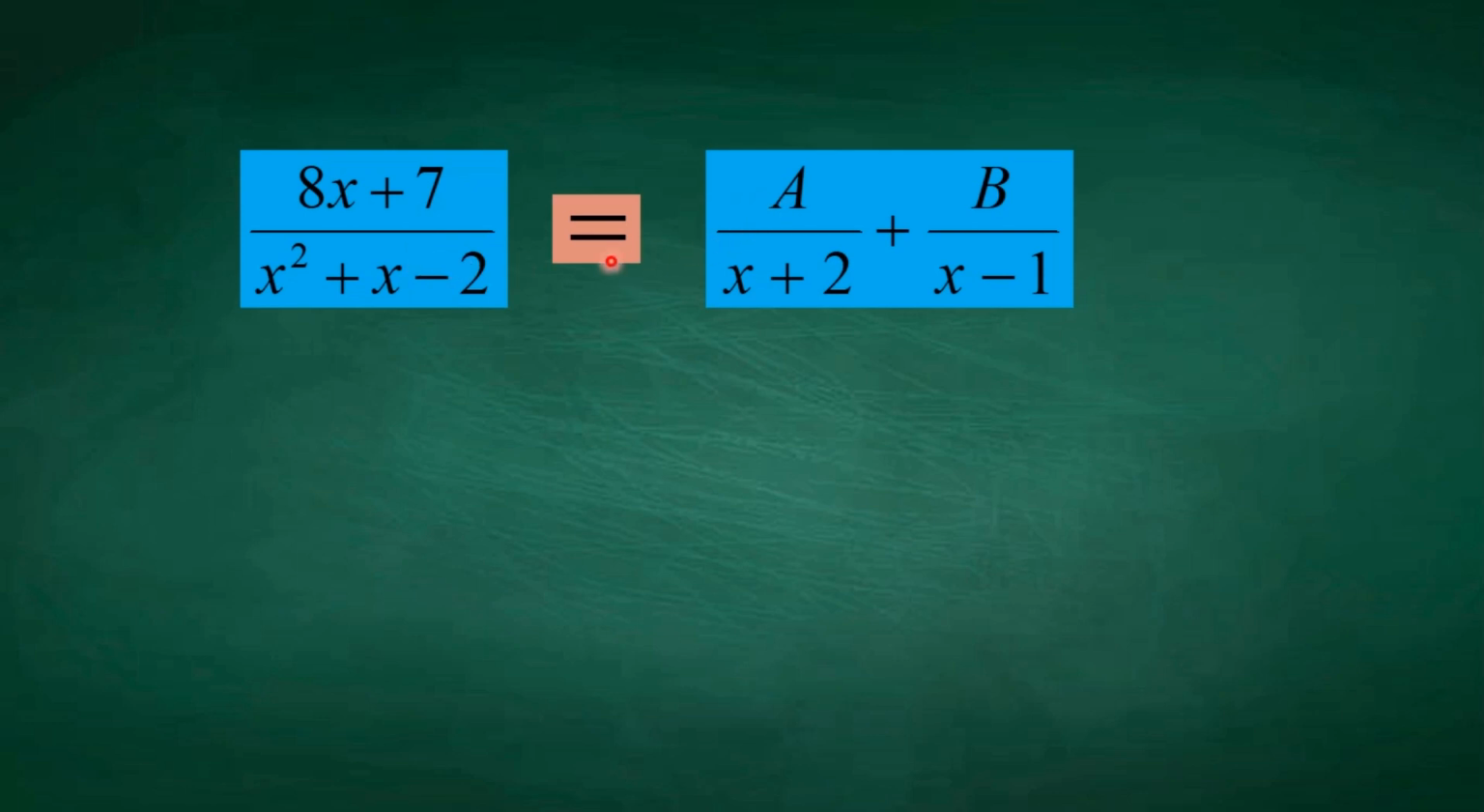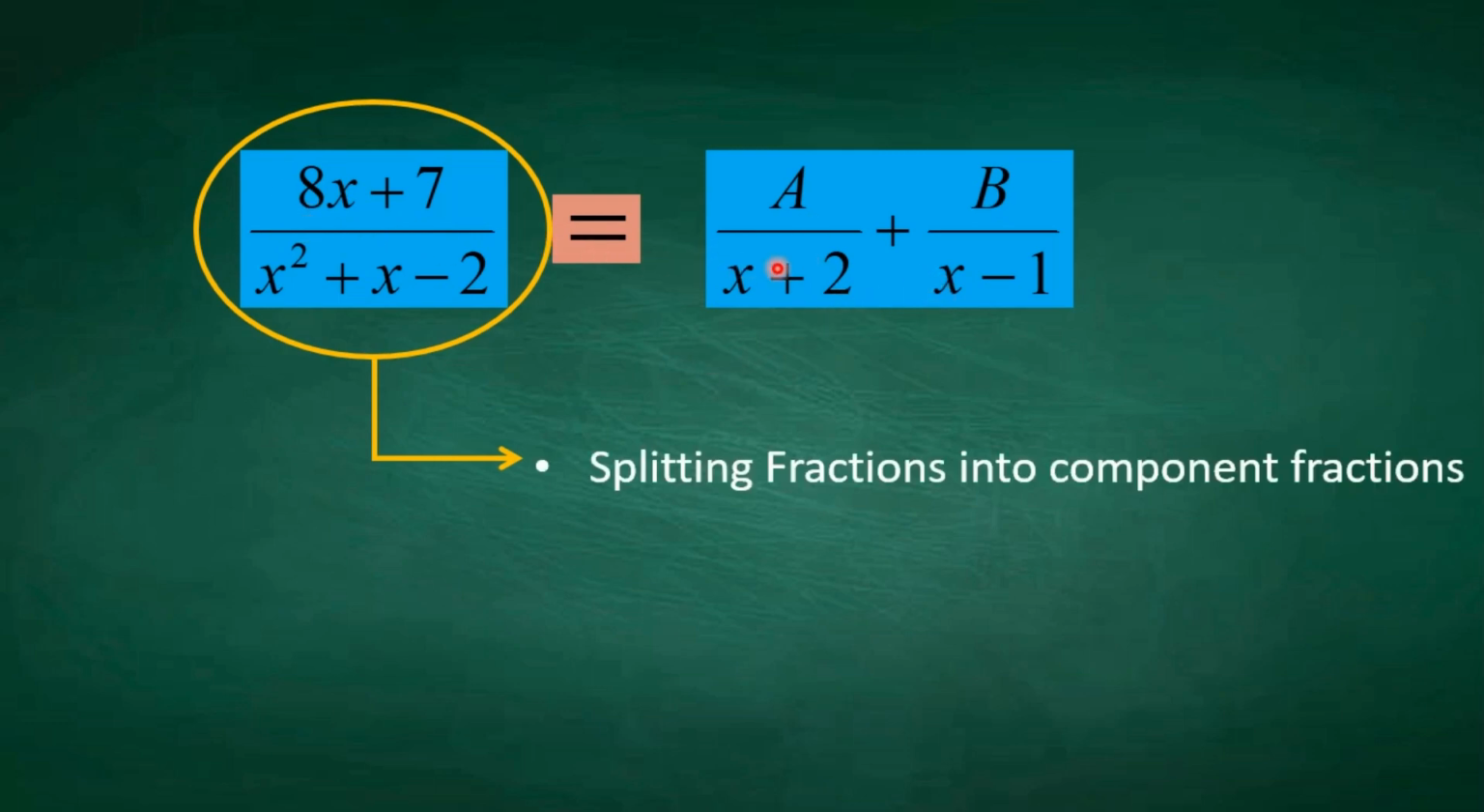The first thing we need to do is factorize x squared plus x minus 2. So you will end up getting x plus 2 and x minus 1. So we can write it as a over x plus 2 and b over x minus 1. So the process of writing this in this form is splitting the fraction into the component fractions.